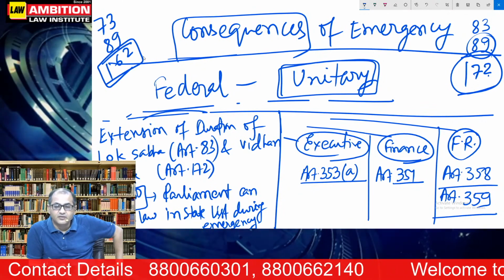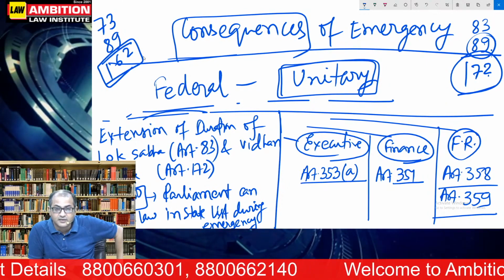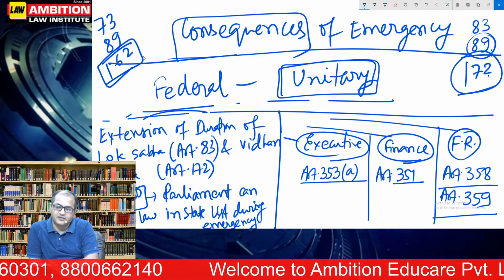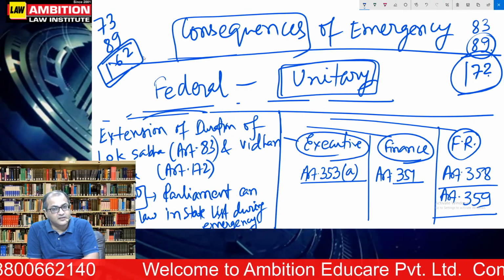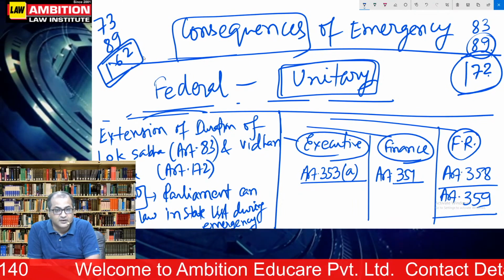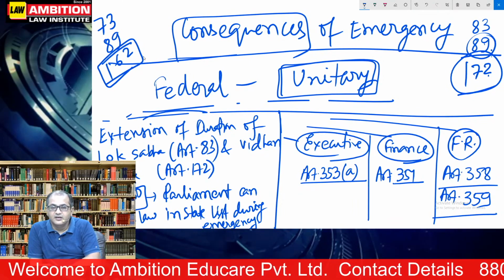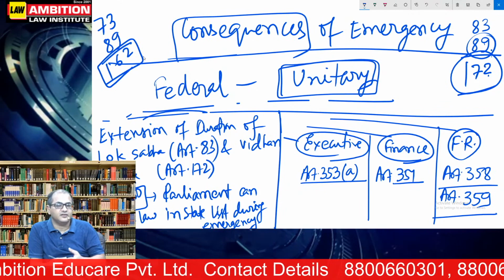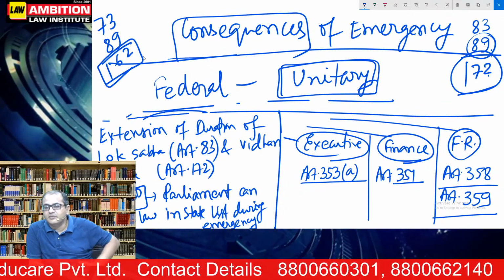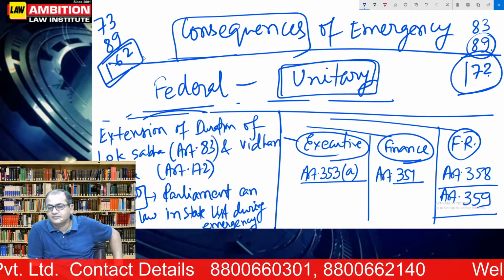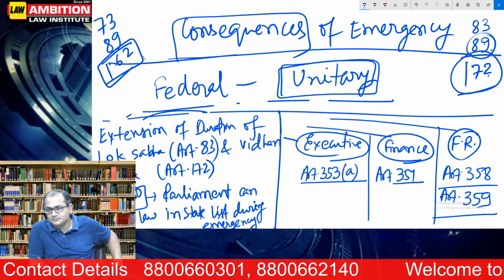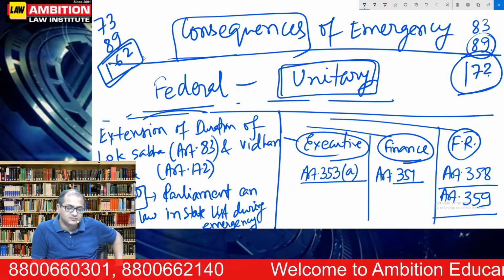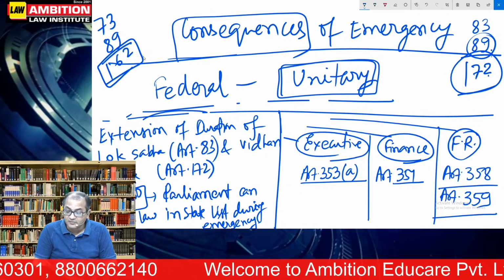The extension of duration of Lok Sabha or Vidhan Sabha can be by 1 year by law. 1 साल बढ़ा सकते हो. And in no case it will operate beyond 6 months after cessation of emergency. इमरजेंसी के बाद 6 महीने से ज्यादा ये लागू नहीं रहेगा. Is this clear? So emergency खत्म होने के बाद 6 months.